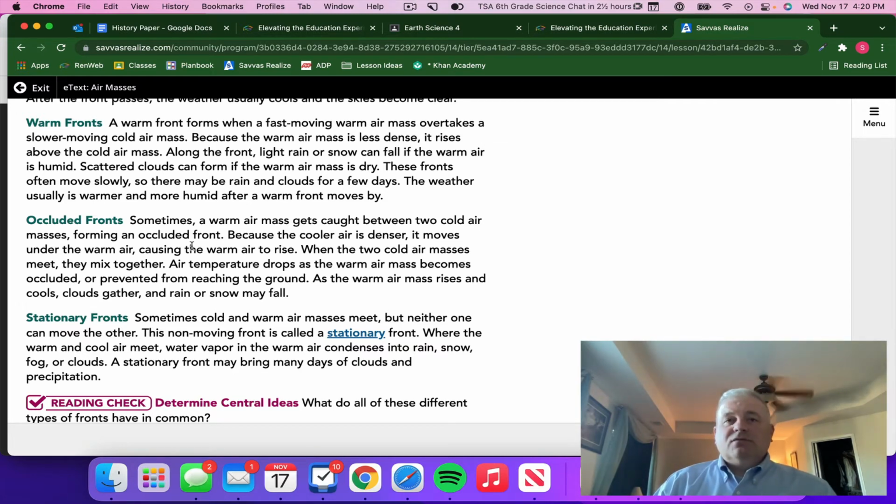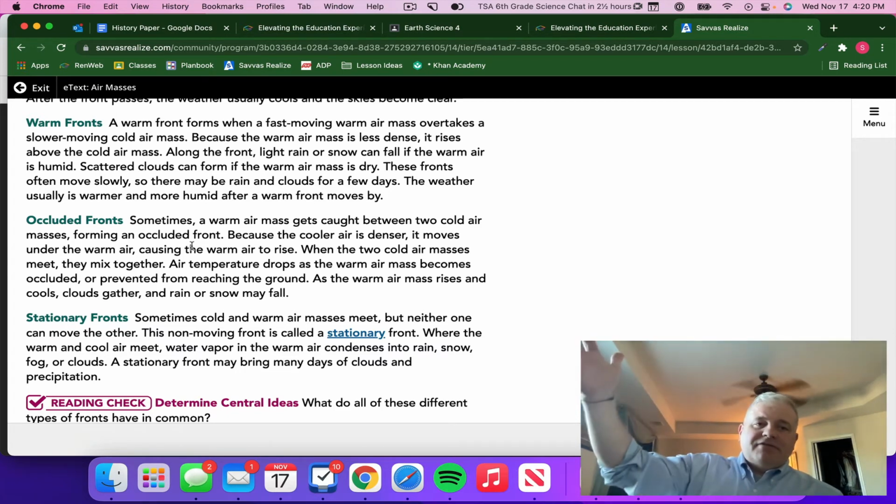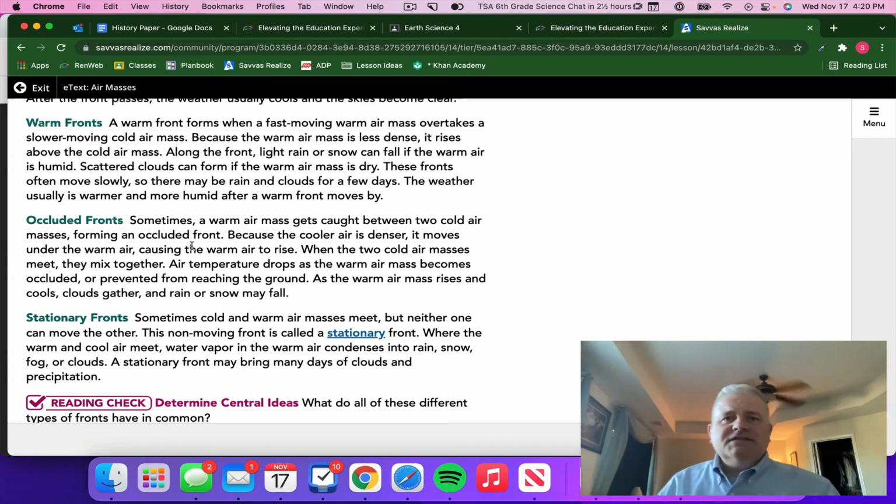In medical terms, we use the word occlusion a great deal. It's a very good SAT word, so occlusion. So the warm air is prevented from reaching the ground. And as the warm air mass rises and cools, clouds gather, and you get things like rain and snow. So this is typically in the southeast how we get rain, cold rain, and sometimes even snow.